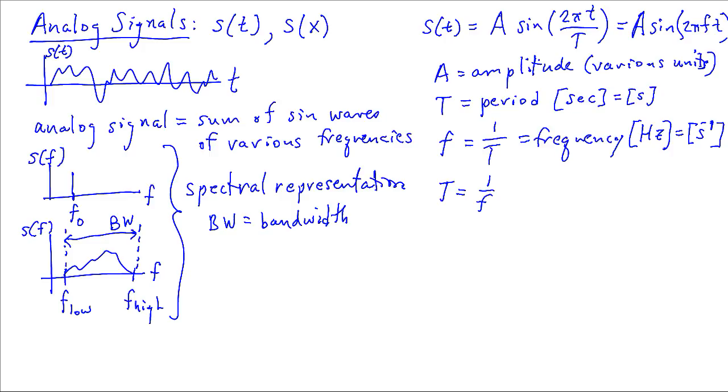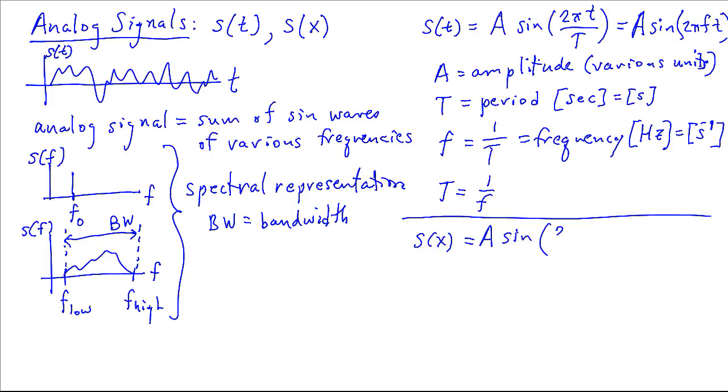We can also consider the sine wave in space, in which case, instead of a period T associated with the time variable, we're going to have a wavelength lambda associated with the space variable x. So analogous to time period, we have space wavelength. Okay, and lambda is the wavelength.